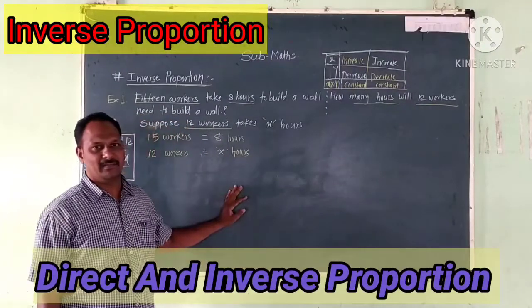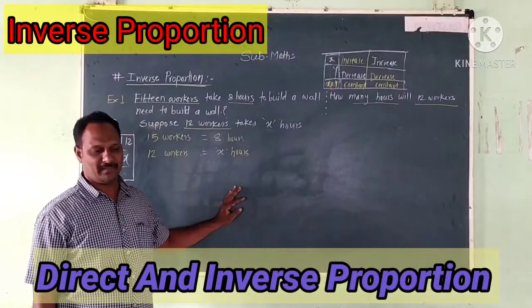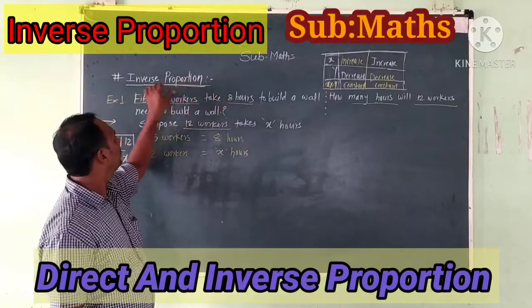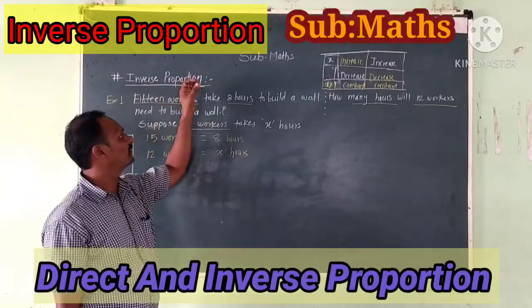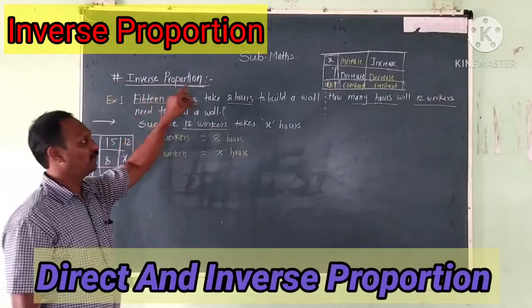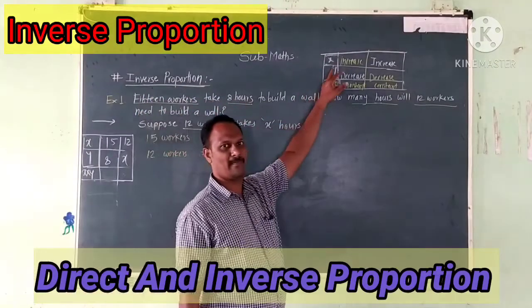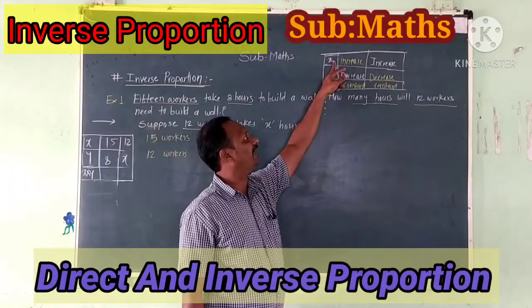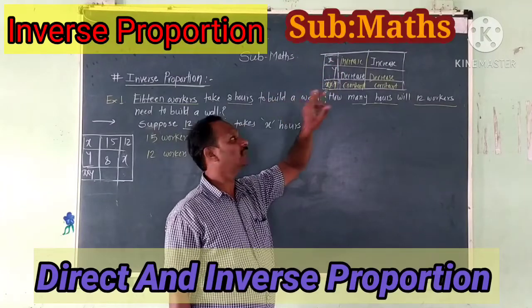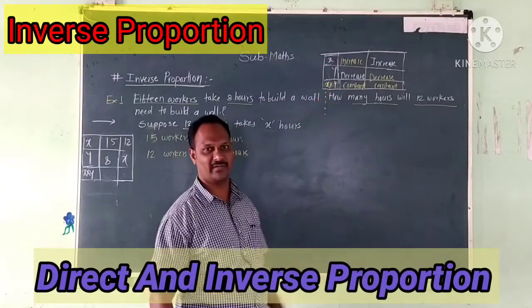Last time I covered direct proportion. Now the next point is inverse proportion. What is meant by inverse proportion? For example, you see this chart. In this chart, x is the first quantity, and y is the second or another quantity.